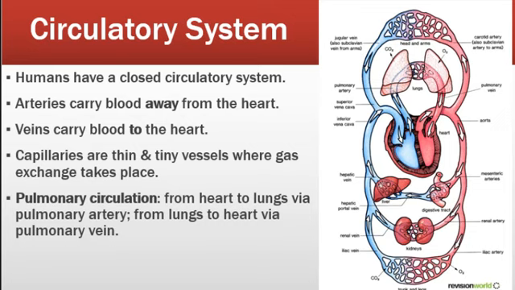Pulmonary circulation: from the heart it goes to the lungs via something called the pulmonary artery, and from the lungs to the heart via the pulmonary vein. So if it's going to the lungs, it's going there for a reason. It's going to get oxygenated. Which brings up an interesting thing.